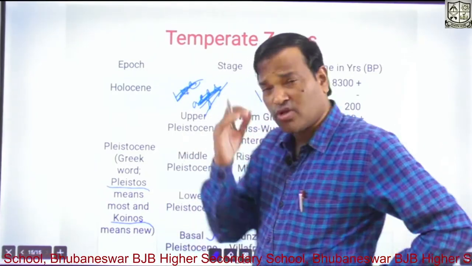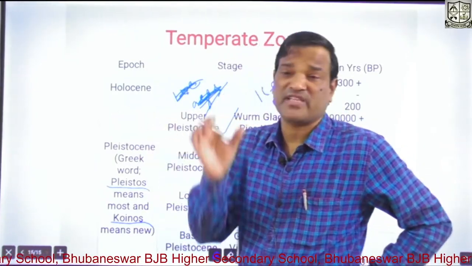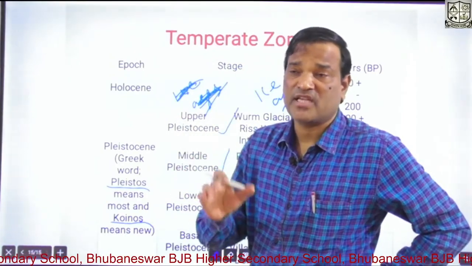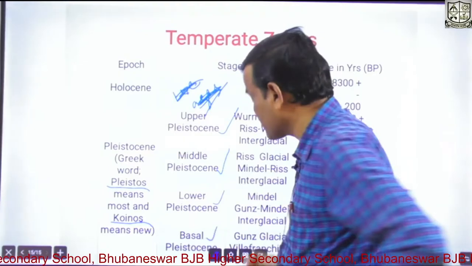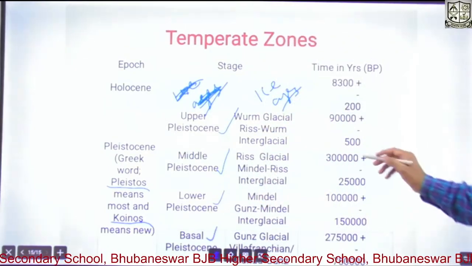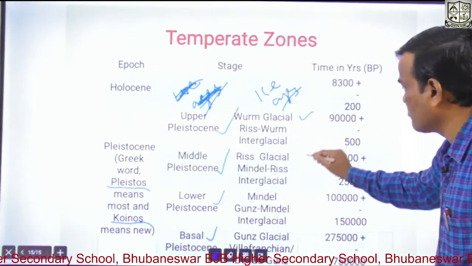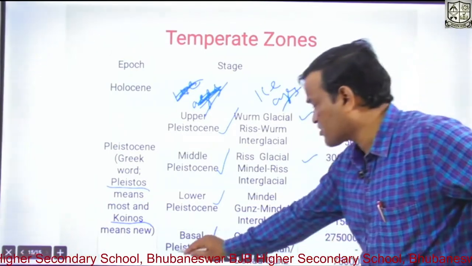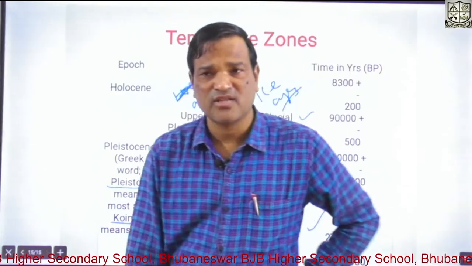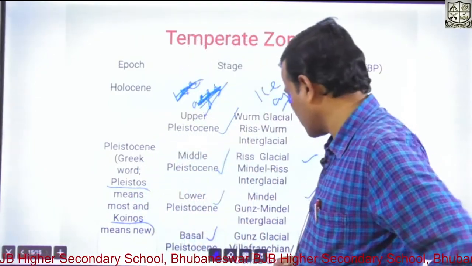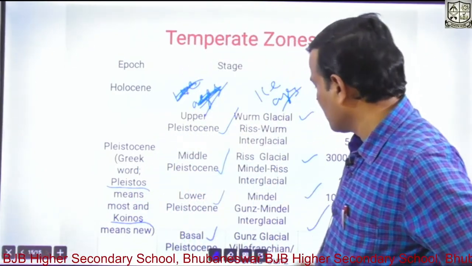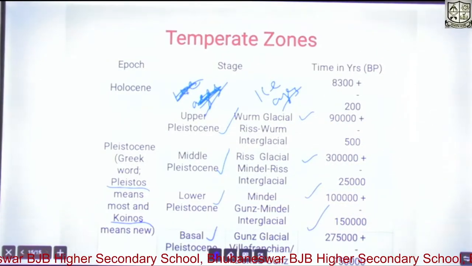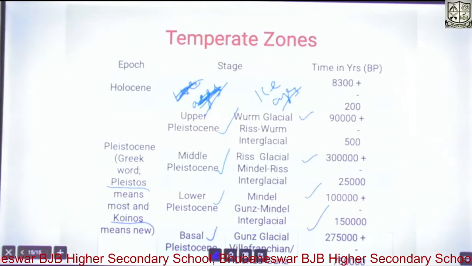So the geological time scale is needed to classify and analyze the geological evidence scientifically. The four glaciations are Wurm, Riss, Mindel, and Gunz, and the Basal Pleistocene, also known as the Villafranchian stage, corresponds to the Donau glaciation. Gunz, Mindel, Riss, with the first, second, and third interglacials.